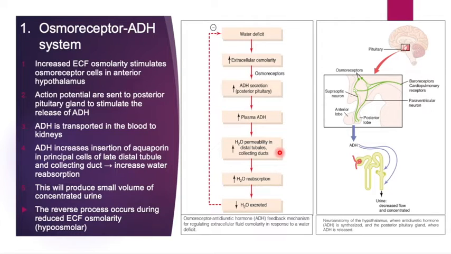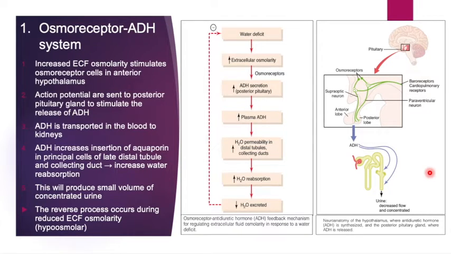So therefore, water is conserved in the body, while sodium and other solids continue to be excreted in the urine. And this causes dilution of the solids in the ECF, thereby correcting the initial concentrated ECF. The opposite sequence of events occurs when the ECF becomes too diluted or hypoosmotic.